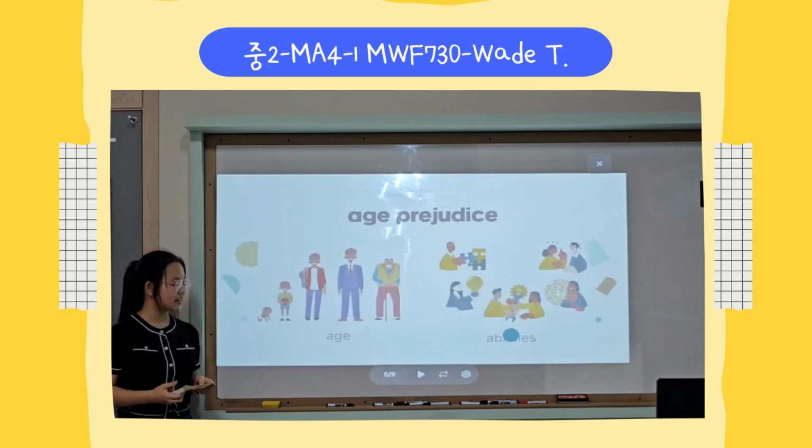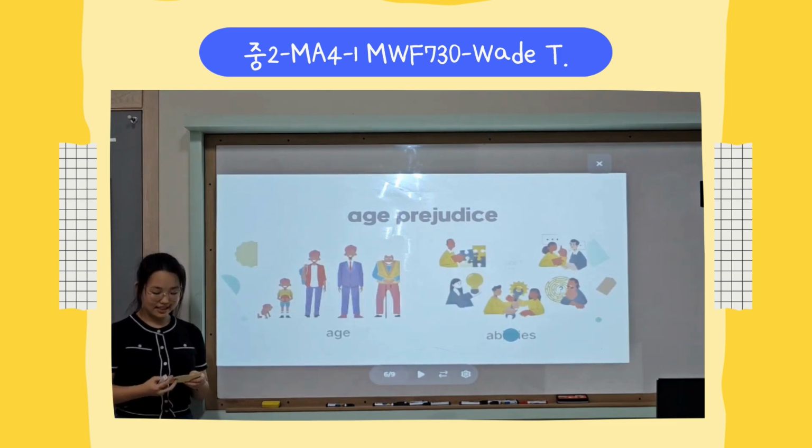Next, age prejudice. Age prejudice involves holding negative stereotypes or discriminating against people based on their age. This affects hiring, promotions, and educational opportunities in the workplace. Respecting abilities and experiences regardless of age and enacting policies to prohibit age-based discrimination are needed.